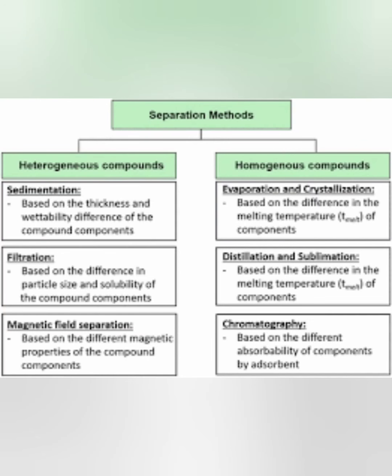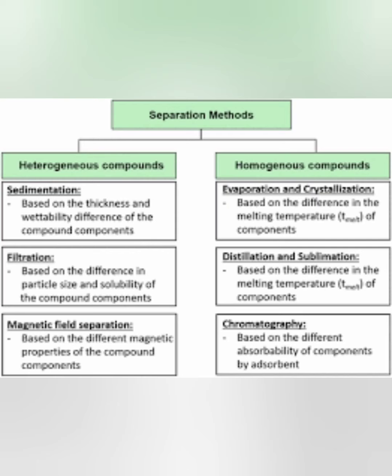To wrap up, we can say that heterogeneous mixtures can be separated by sedimentation, filtration, and magnetic separation, and homogeneous mixtures can be separated by evaporation, distillation, sublimation, and chromatography. These definitions are also explained here. Now we will do question number 9.